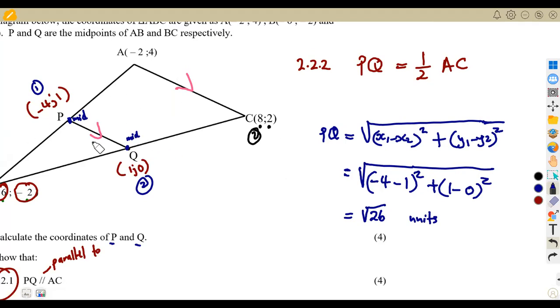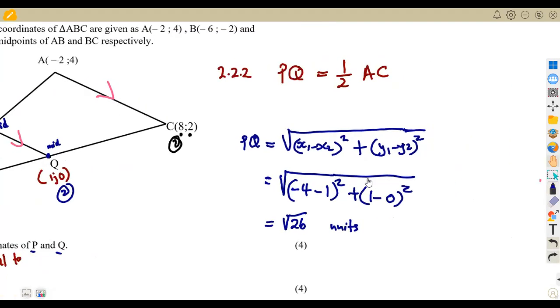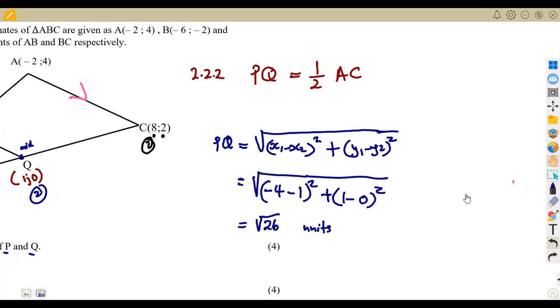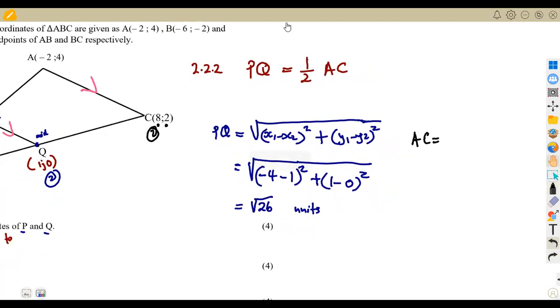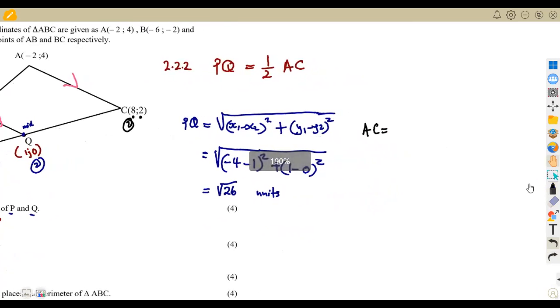So we are supposed to prove this. We calculated PQ from points P and Q. We have to do the same thing between points A and C: calculate its length and see if truly PQ is half of AC. So let's calculate the length of AC. Still from our distance formula, I'm not going to rewrite it, we already have it here. We're just subtracting the x values, so this is minus 2, versus 4.